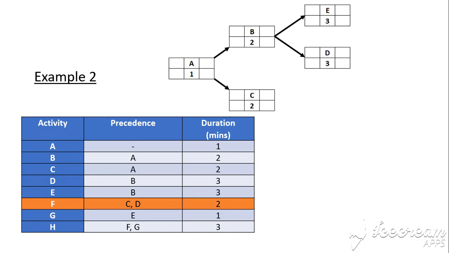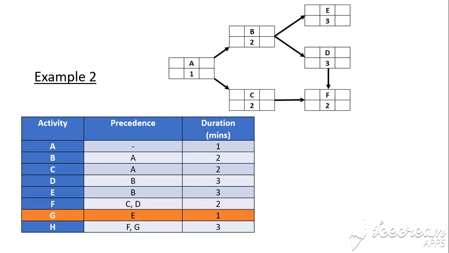Activity F requires activity C and D to be done beforehand. So we need to have a node coming off nodes C and D. And you can see activity F requires 2 minutes to complete. Activity G requires activity E to be done beforehand. So we need a node coming off E to get to activity G. And activity G requires 1 minute to complete.